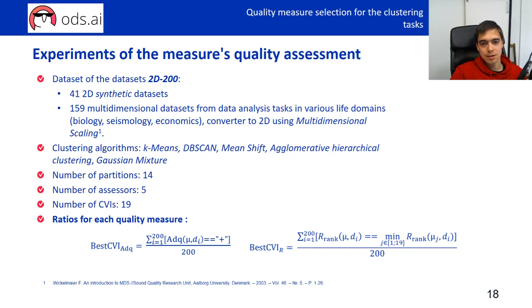To assess the quality of a measure, we present 2 ratios. The first one is the ratio of the number of times when the measure met the adequacy criterion to the total number of experiments. And the second one is the ratio of the number of times a measure was the best in terms of the ranking criterion to the total number of experiments.